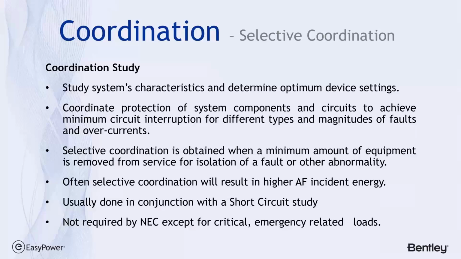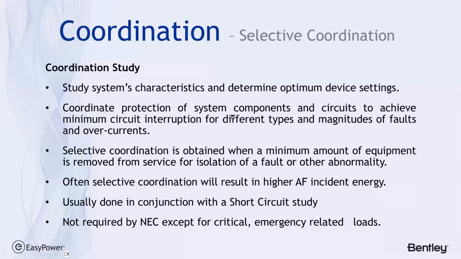So the catch-22 in this whole discussion is oftentimes selective coordination will result in higher incident energy, arc flash results in the downstream elements or even the upstream elements, because you'll see what we're doing is we're slowing down the system protection at the higher levels of the one line to be able to get the coordination. Interestingly enough, coordination is not required by the National Electrical Code except for critical or emergency related loads.